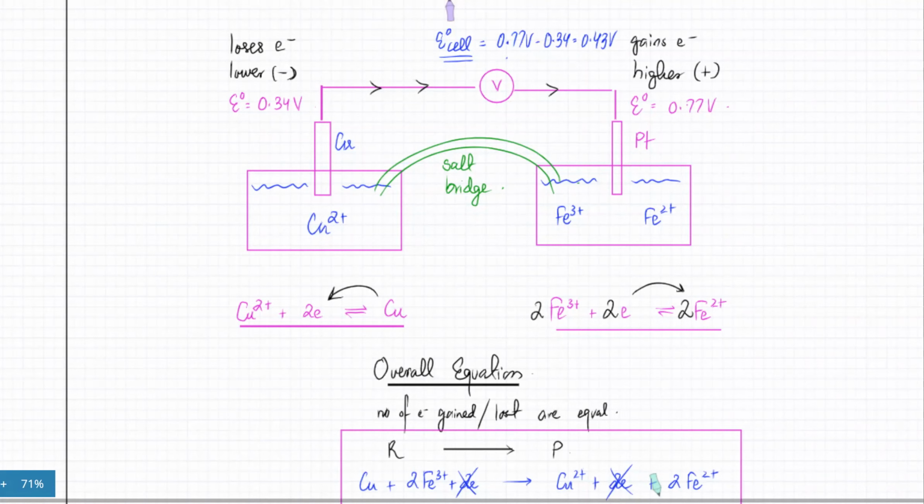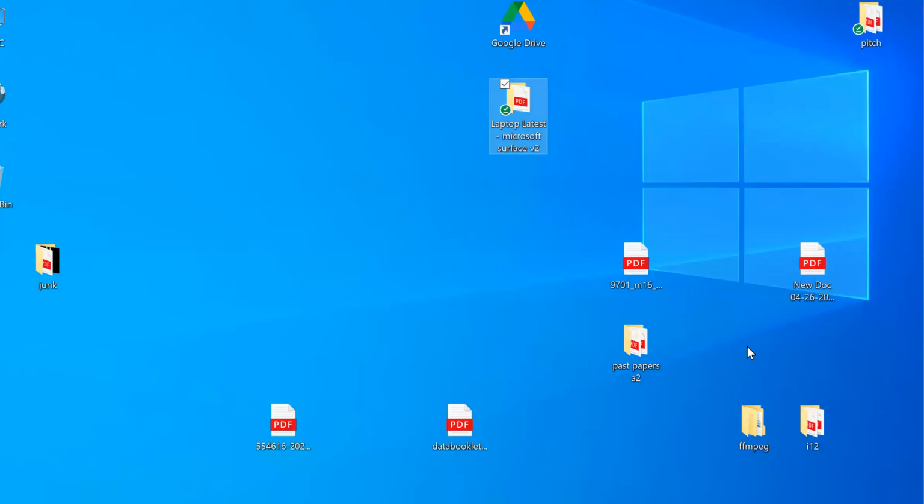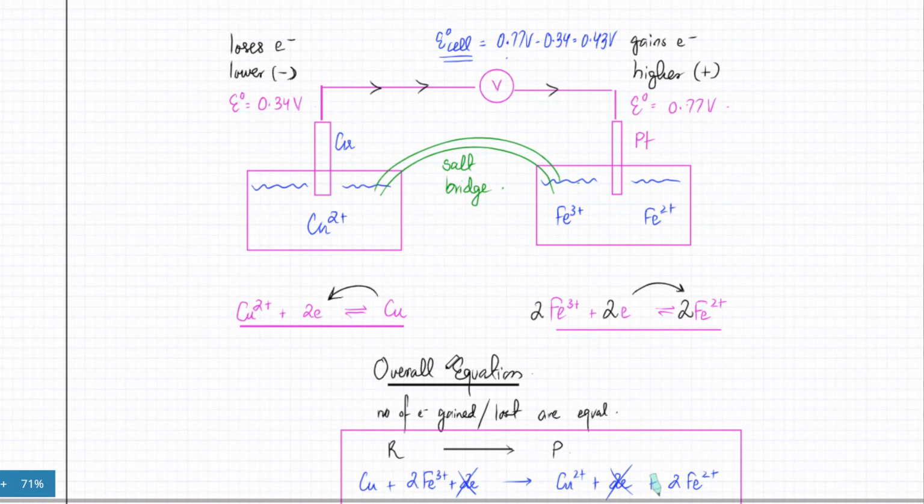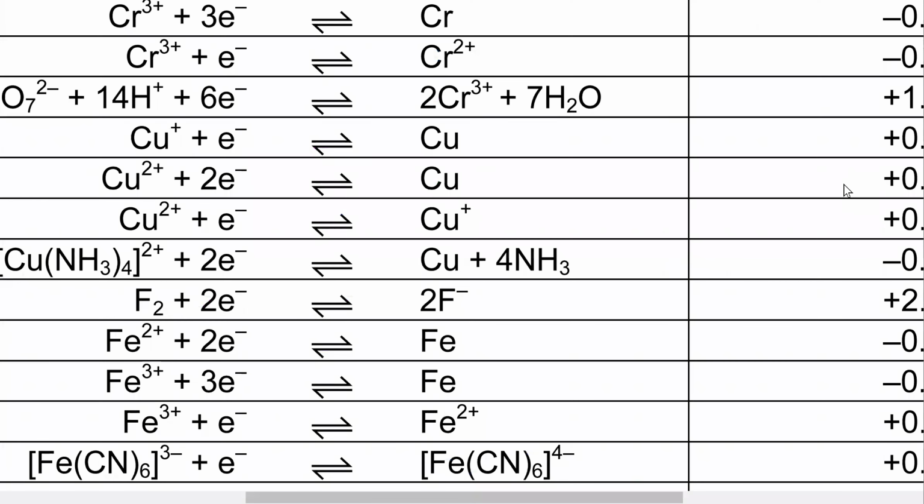So the higher potential one gains electrons, the lower potential one loses electrons, right? And your data booklet, where's the data booklet? Just a second. Now here's the, where did it go? So here's the data booklet.